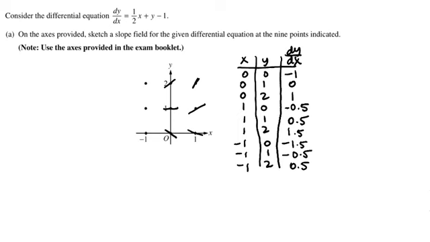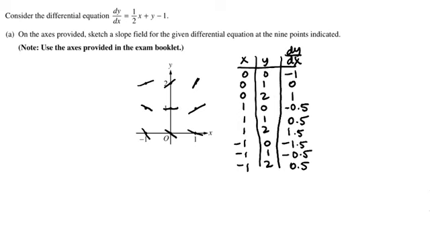At -1, 0, it's -1.5. Okay, well, that looks pretty good. At -1, 1, it's -0.5. And at -1, 2, it's positive 0.5.